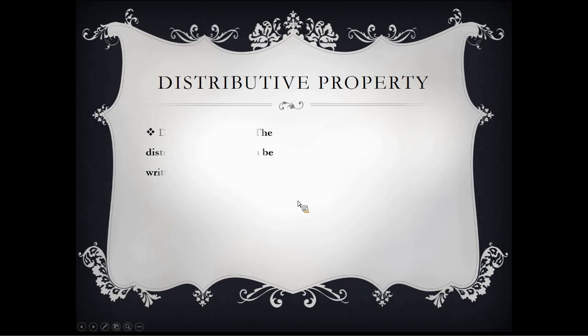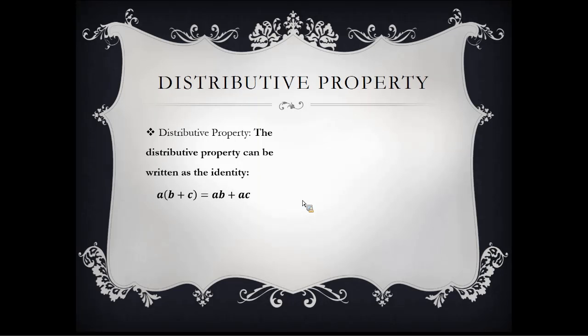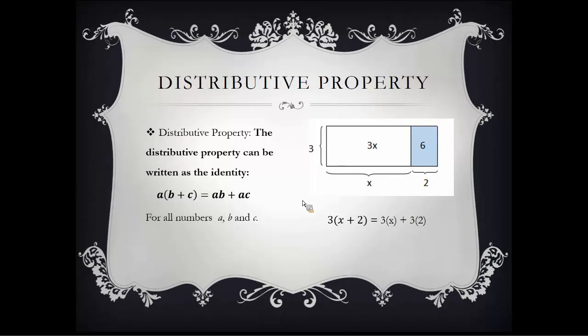The distributive property. Distributive property, it can be written as the following. a times the quantity b plus c, which equals a times b plus a times c. We're distributing a to everything inside those parentheses. We can have a multitude of terms in those parentheses and multiply a to every single one of them. So for all numbers a, b, and c, that identity is true.